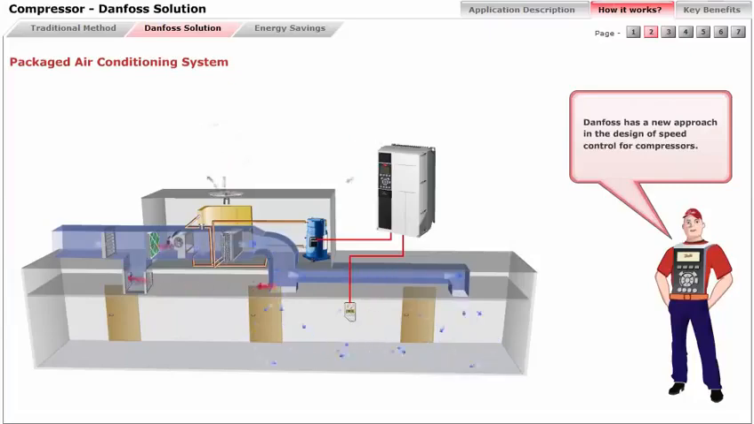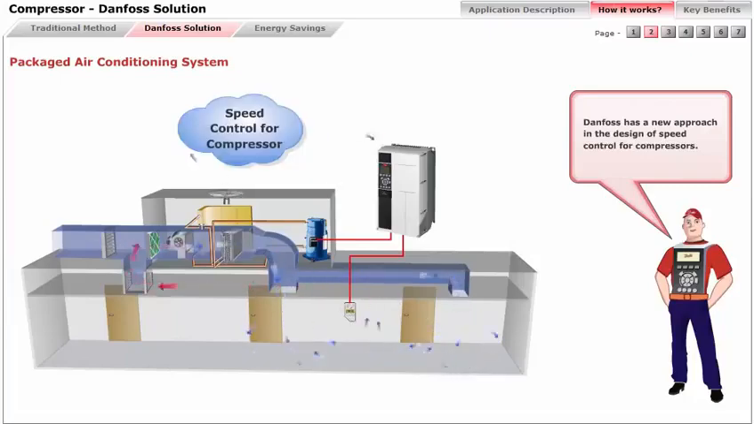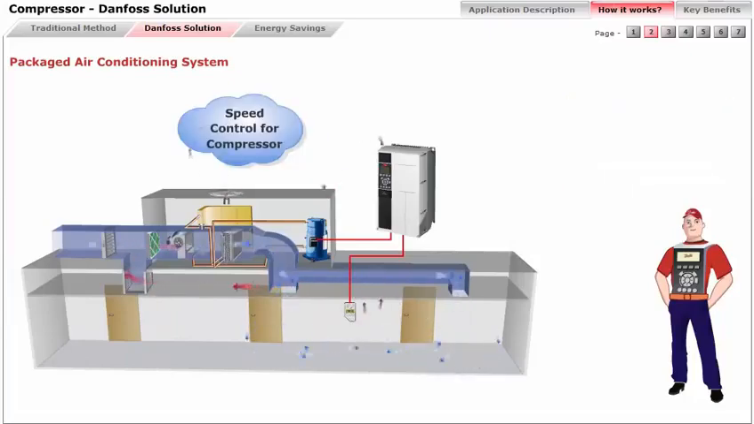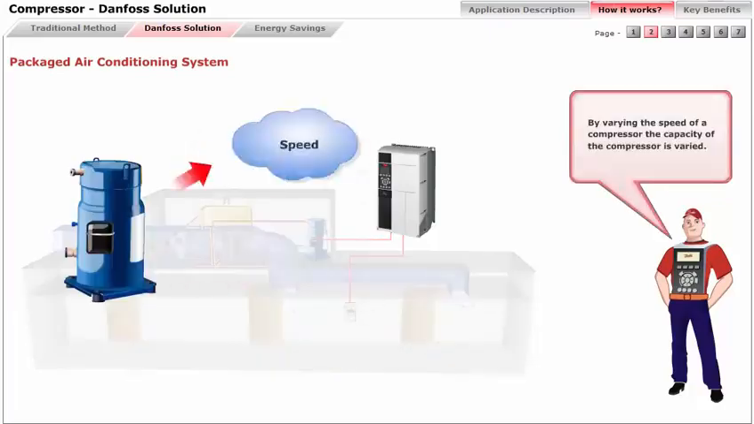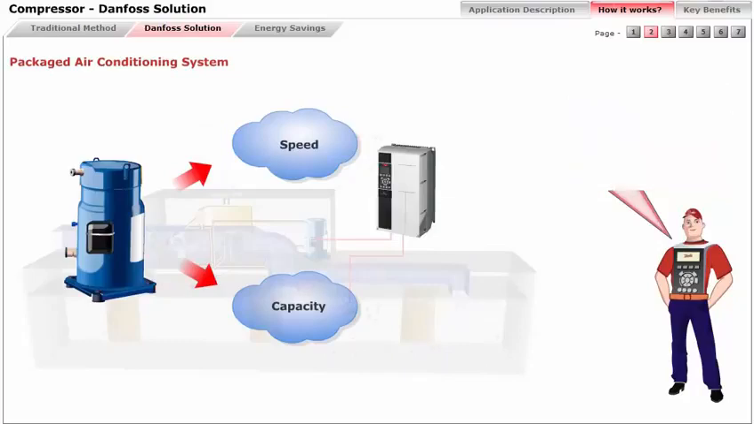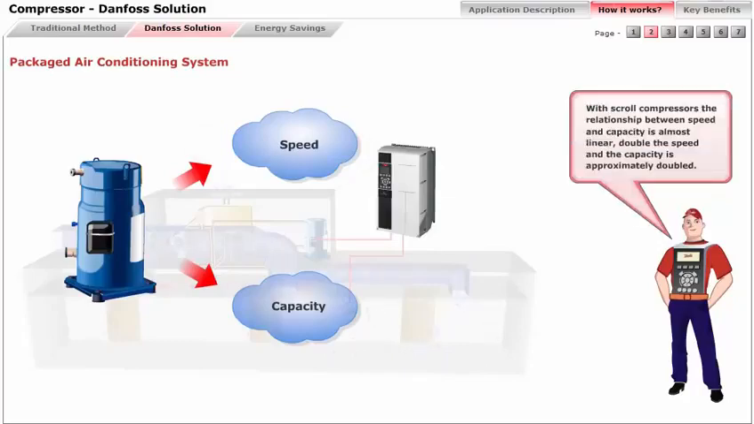Danfoss has a new approach in the design of speed control for compressors. By varying the speed of a compressor, the capacity of the compressor is varied. With scroll compressors, the relationship between speed and capacity is almost linear. Double the speed, and the capacity is approximately doubled.